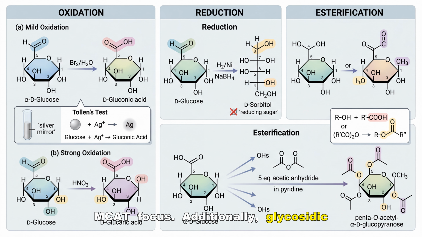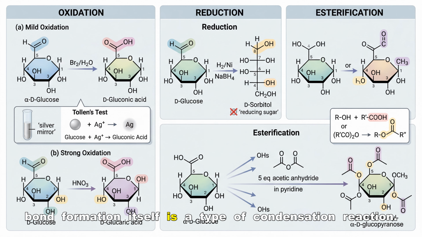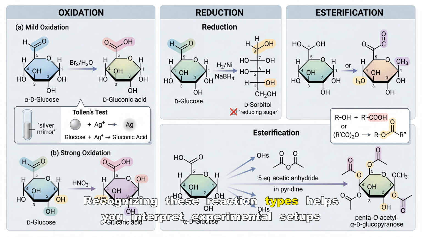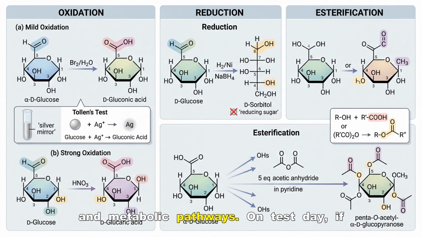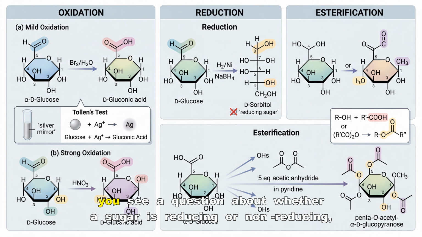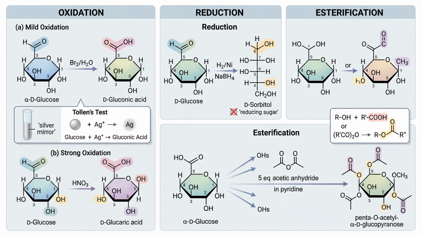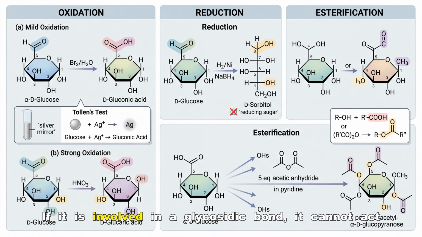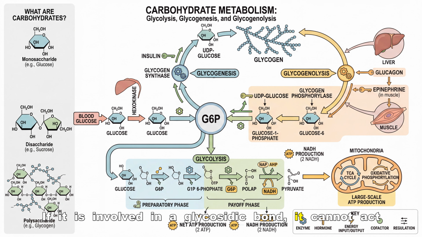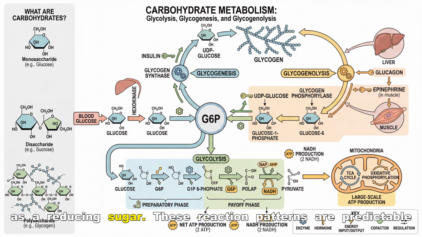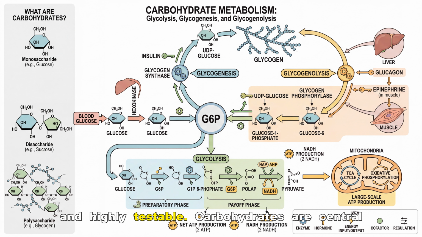Additionally, glycosidic bond formation itself is a type of condensation reaction. Recognizing these reaction types helps you interpret experimental setups and metabolic pathways. On test day, if you see a question about whether a sugar is reducing or non-reducing, focus on whether the anomeric carbon is free. If it is involved in a glycosidic bond, it cannot act as a reducing sugar. These reaction patterns are predictable and highly testable.